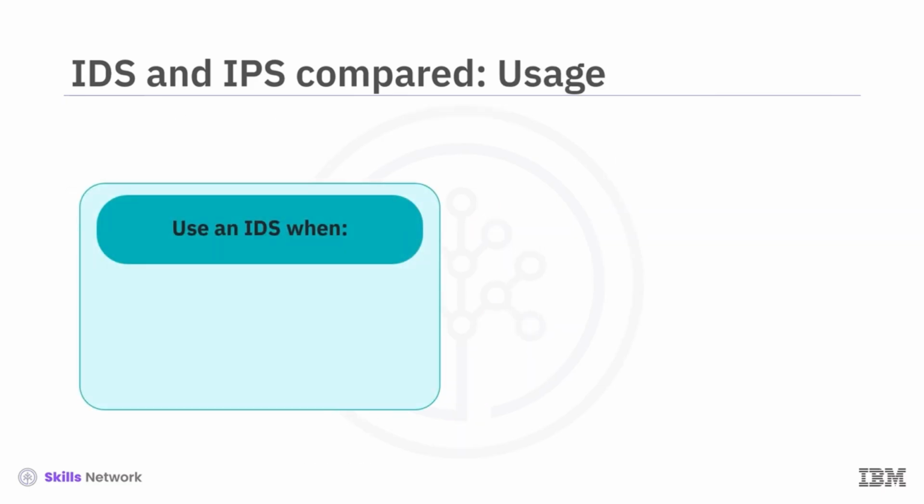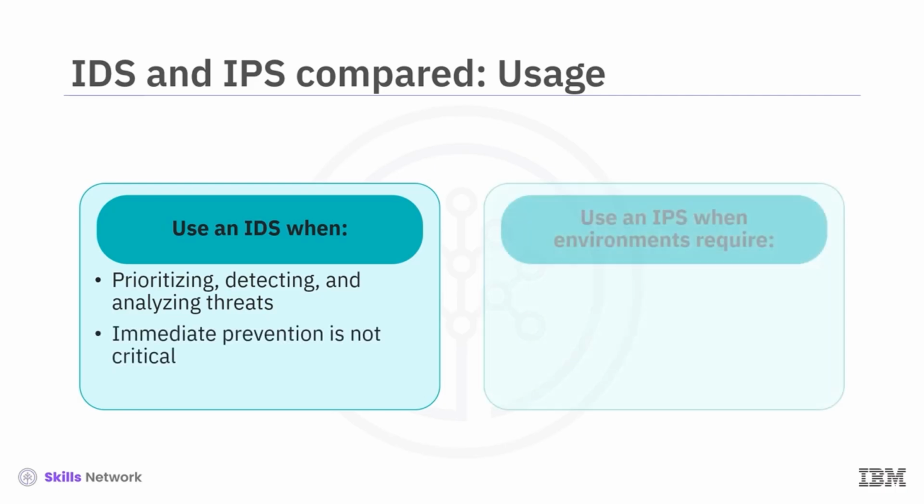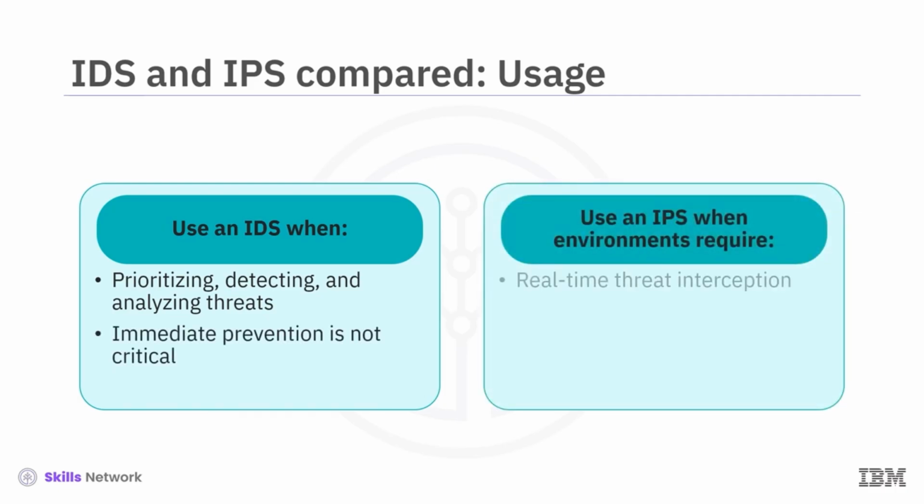An IDS is suitable when prioritizing detecting and analyzing threats. Immediate prevention is not critical. An IPS is ideal for environments requiring real-time threat interception and automatic responses to attacks.